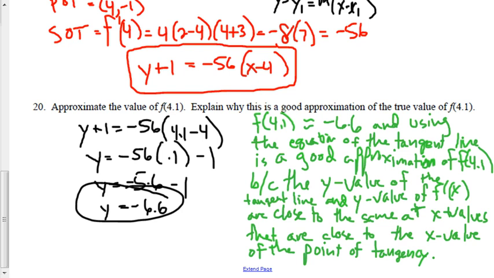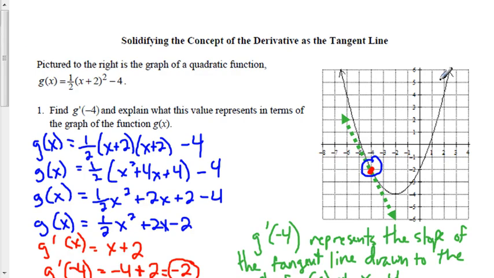So let's go on to the last page. Actually, before we do that, let's come back to our very first example here. I can see that the closer I am to the point of tangency, if I'm a little bit off, then the x values are a little bit off, the y values are a little bit off. But as I get further and further away, this tangent line is going to get further and further away of an approximation of the original function. So I'm getting further and further away in an x direction, then my y values are getting further and further away. So that's what number 20 was talking about.